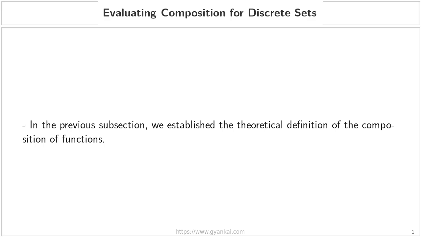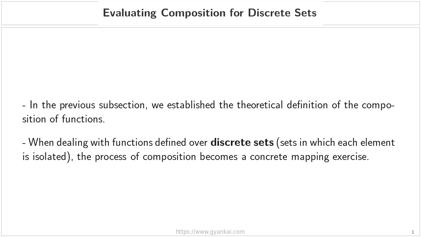To start, let's recall that in the previous subsection, we established the theoretical definition of the composition of functions, focusing on the abstract concept of how one function can be applied to the result of another. Now, we are shifting our focus to a more practical application. When we deal with functions defined over discrete sets, which are simply sets where each element is isolated and distinct, rather than a continuous range of numbers, the process of composition becomes a concrete mapping exercise.